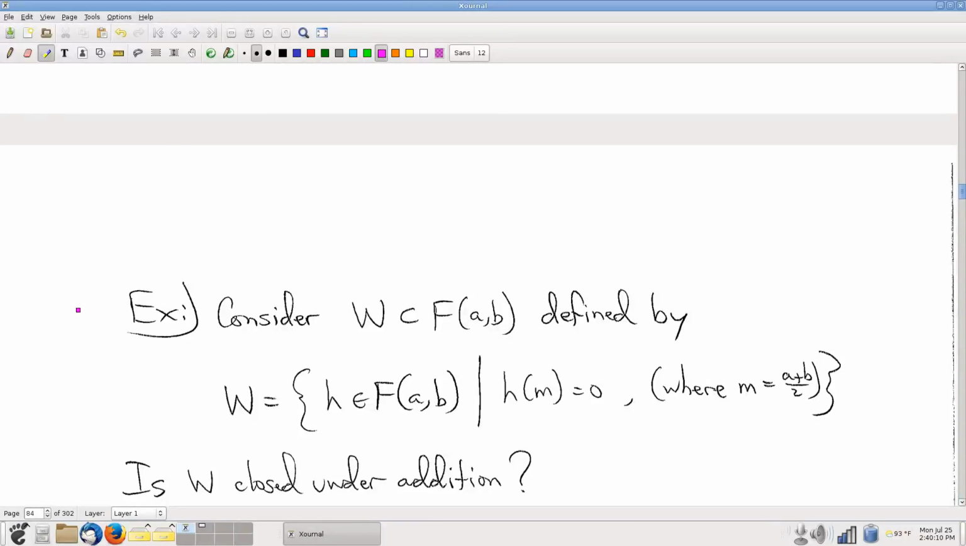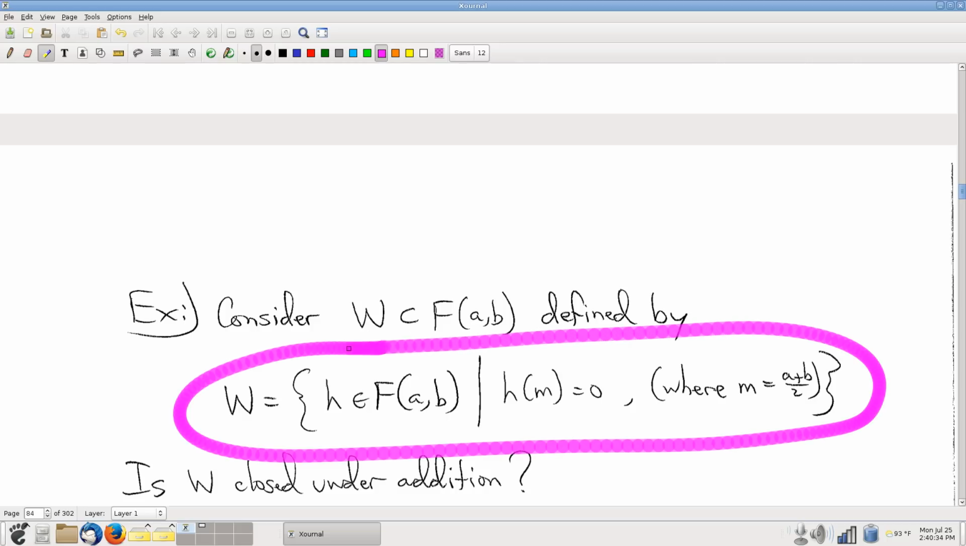So let's consider an example now. We're looking at this vector space F. We've talked about this vector space before. This is the collection of all real valued functions defined on the open interval from A to B on, let's say, the x-axis. And so that's a known vector space. We checked that recently. We're going to consider now a subset of that vector space.